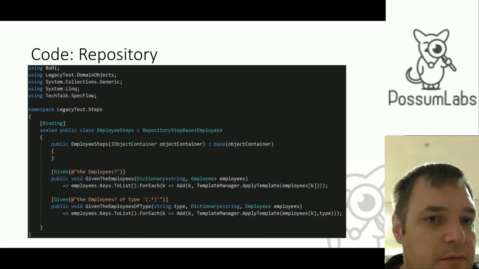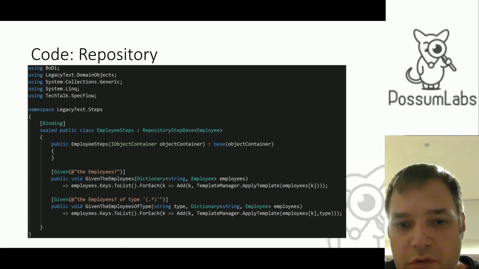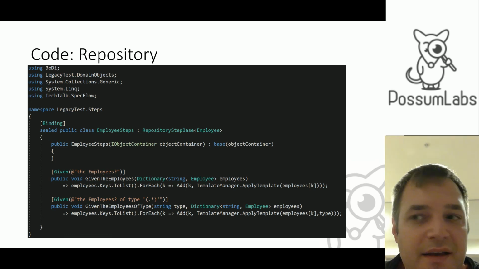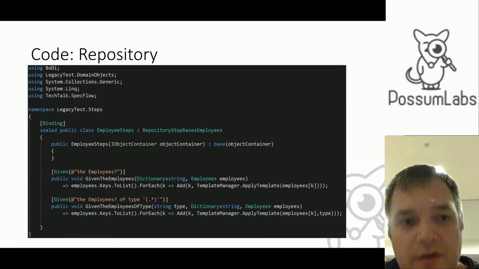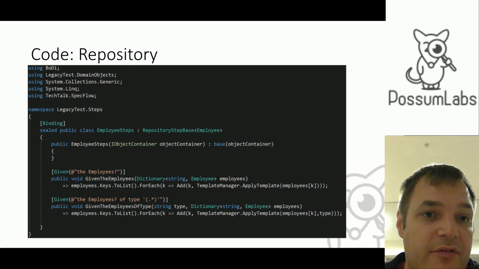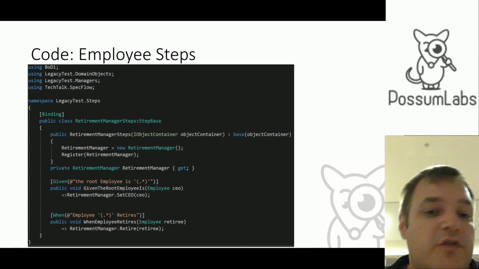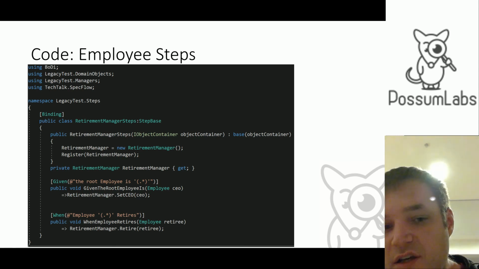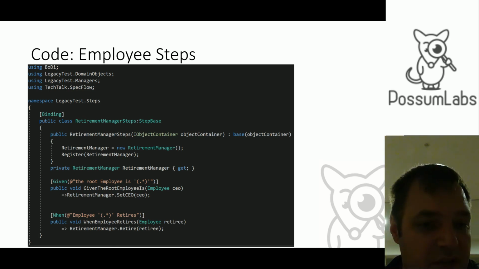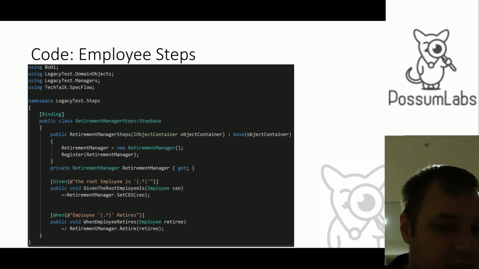But that's about it. Most of the actual code that's dealing with it, that's doing the reflection, that's handling this conversion from tables to objects and things like that, that's all reflection. It's all generic. So you only have to write that once, and then you can just piggyback on that code for every single domain object you have. And then you have the specific steps, right? This is where most of your code's going to end up. This is where we are testing our retirement manager. This is where we have the stuff of the root employee is, the employee retires.